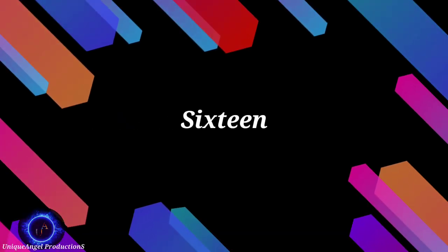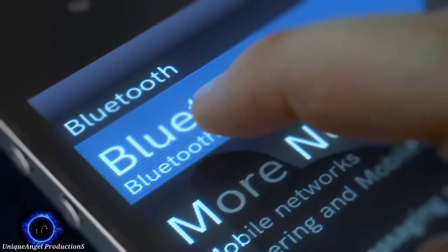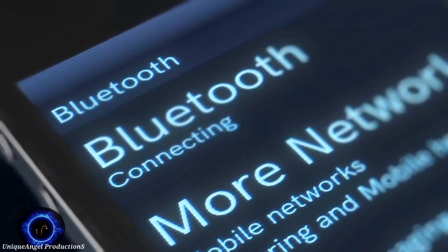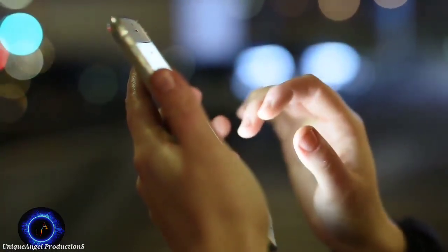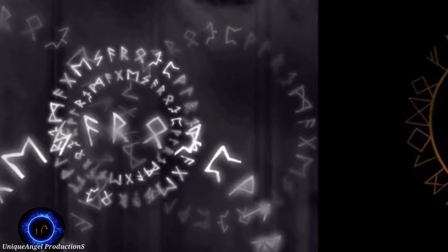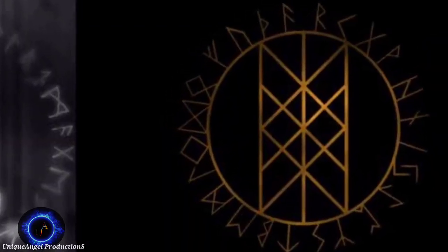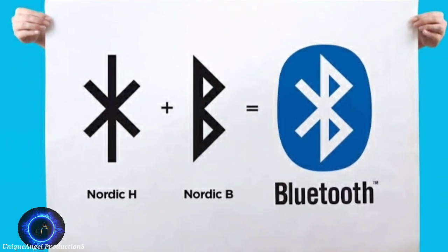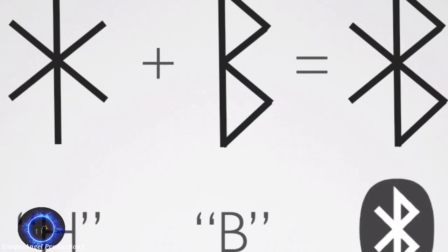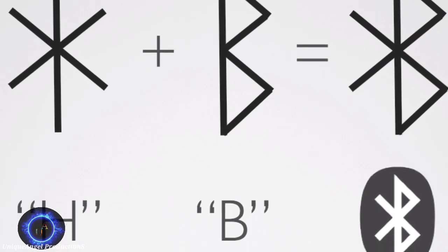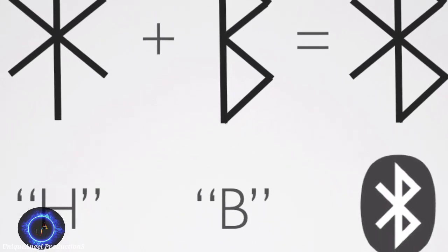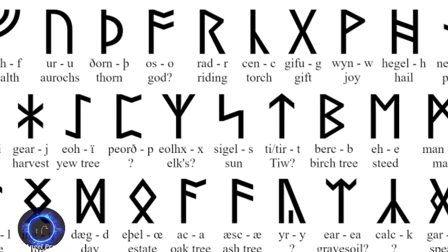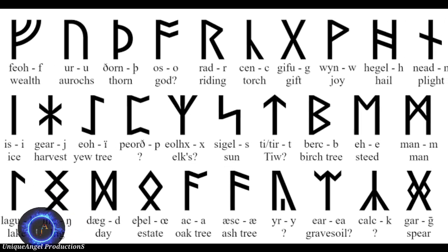16. Bluetooth. You've used it on your phone to connect or transfer data to other devices. But the Bluetooth symbol is actually a combination of Nordic runes. They're the Nordic H and B combined, for the Danish King Harald Bluetooth Gormson. The Bluetooth logo is the combination of H and B, the initials of Harald Bluetooth, written in the ancient letters used by Vikings, which are called runes.